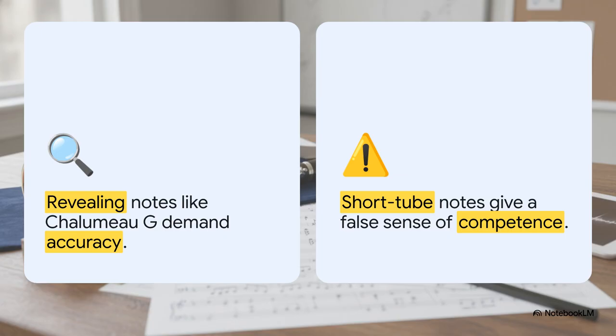On the flip side, you have short tube notes like thumb and 1E. Those are way too easy to make a sound on. If you emphasize short tube notes too early, you give students a false sense of competence, and bad habits spread like wildfire because the note speaks even if their posture or air is terrible.